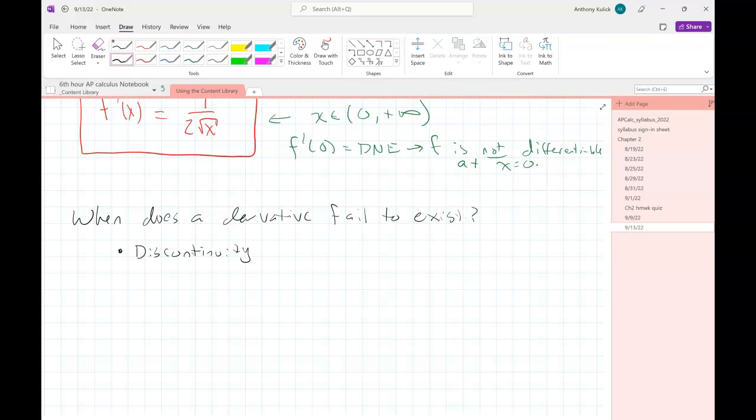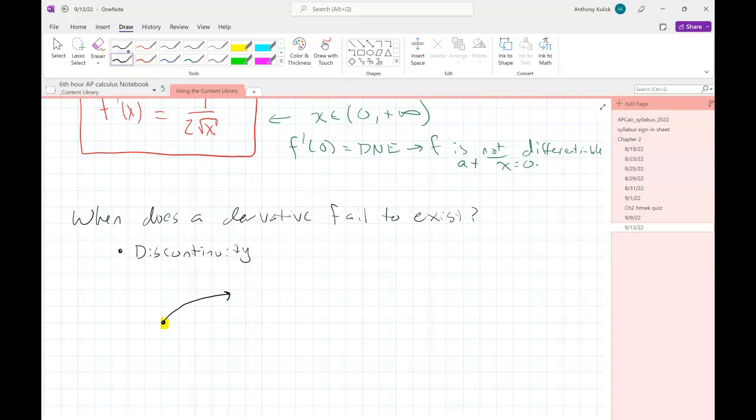The first instance is when we have a discontinuity. That's what's happening in our square root function there. If you remember, our square root function looks like this. So if we look at that leftmost point, the function is not continuous at that point. That's why the derivative is failing to exist, because there is no left-hand continuity there. It has right continuity, but doesn't have overall continuity.